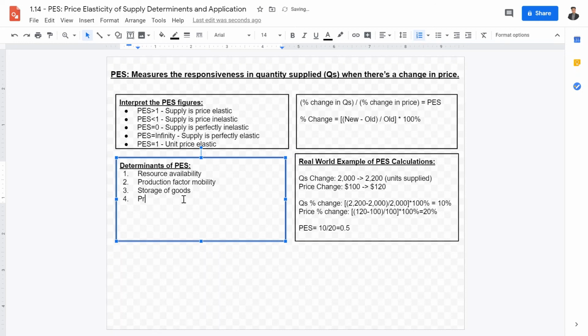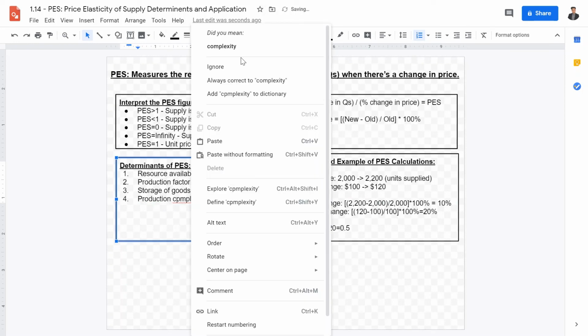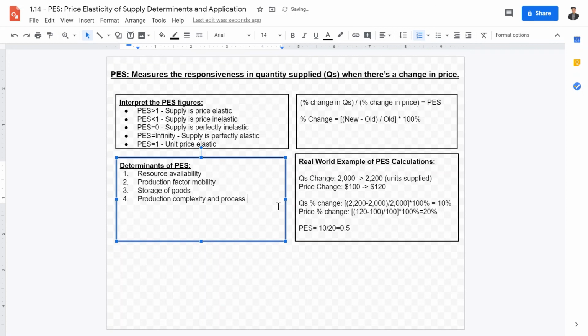So that also comes in with another determinant of PES, which is production complexity and process, which factors in the problems of production, storage, and complexity. An additional one I want to put in here is time. Time is a major determinant of PES, seeing as logistical issues and the transformation of inputs from sources will take time for producers to produce more of the good.